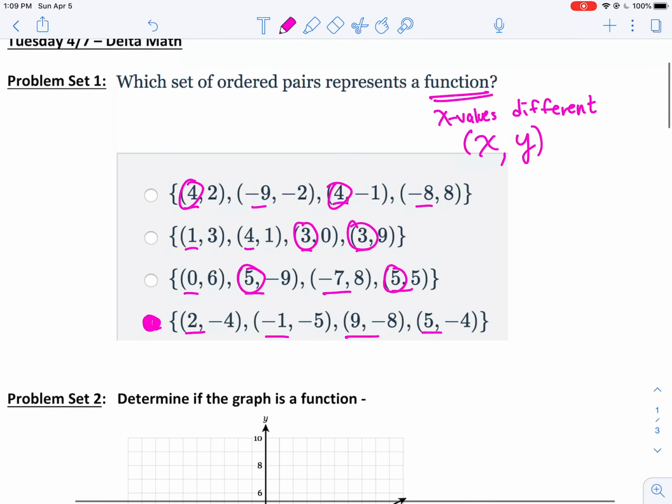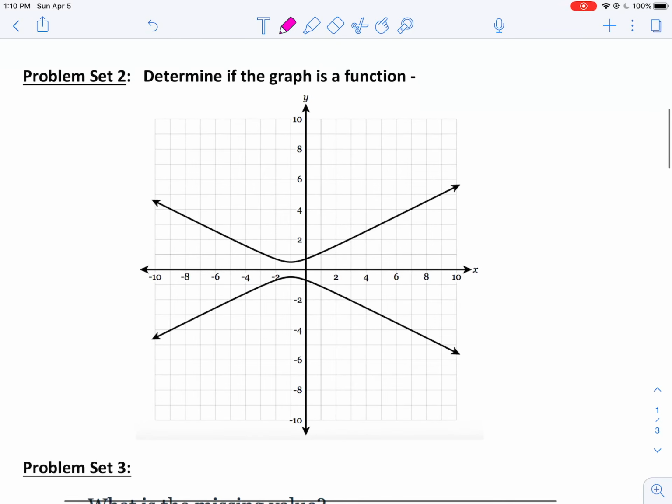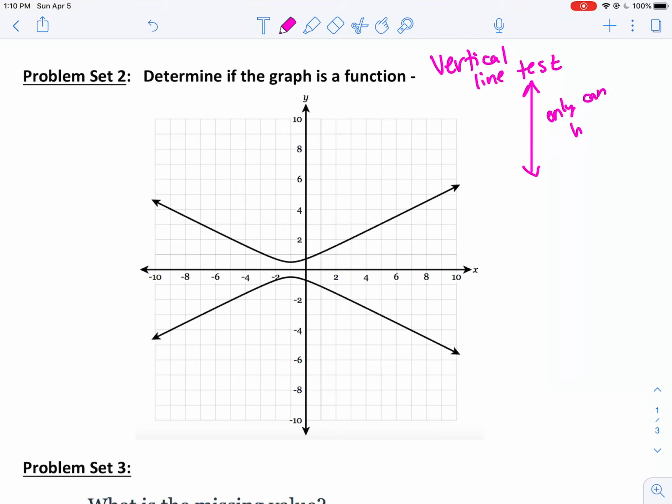Now, it's easy to look at the x values being different if you're given a set of ordered pairs. But what about if you're given a graph? Now, remember, there's something called the vertical line test. And that means if you draw a vertical line through the graph, that was a really bad vertical line. If you draw a vertical line through the graph, it only can hit one time. Okay? So no matter where you draw that vertical line, in order for it to be a function and pass the test, it can only hit one time.